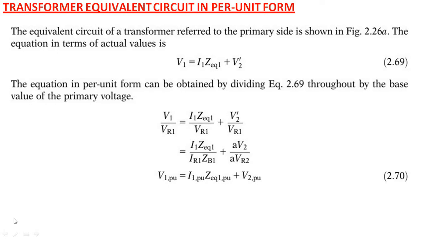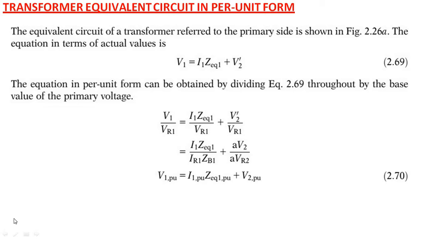Good morning to all. Today we are discussing the transformer equivalent circuit in per unit form. The equivalent circuit of a transformer referred to the primary side is shown in figure 2.26a. The equation in terms of actual values is V1 is equal to I1 into Z equivalent plus V2 dash. The equation in the per unit system can be obtained by dividing the equation throughout by the base value of the primary voltage.